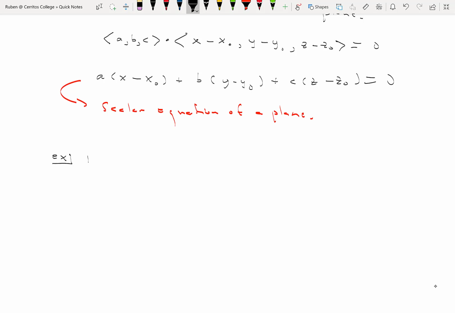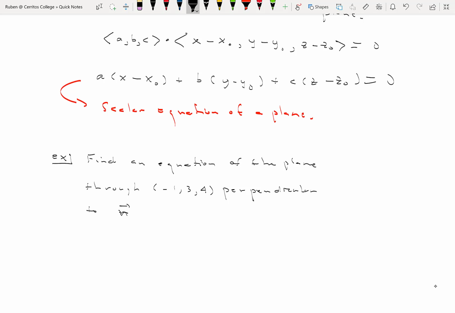So let's do a simple example. Find an equation of the plane passing through the point -1, 3, 4, perpendicular to, let's say, normal vector n equals 4, -3, 1.